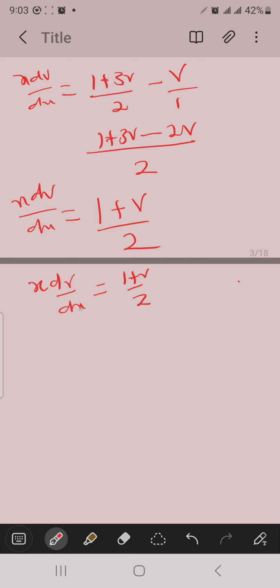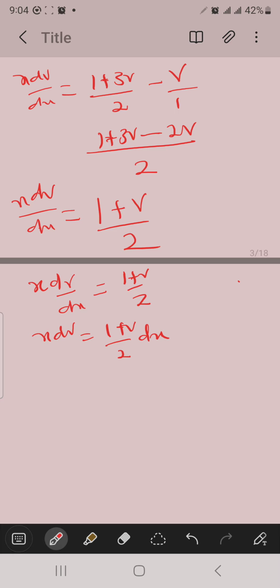If I want to integrate, this should be in the form of dv and dx. Let me give you an instance. This dv must go with 1 plus v because they are of the same alphabet, and x must go with dx. Let's now say that I cross multiply. This one is going to be x dv equals 1 plus v over 2 dx. That's what it means.